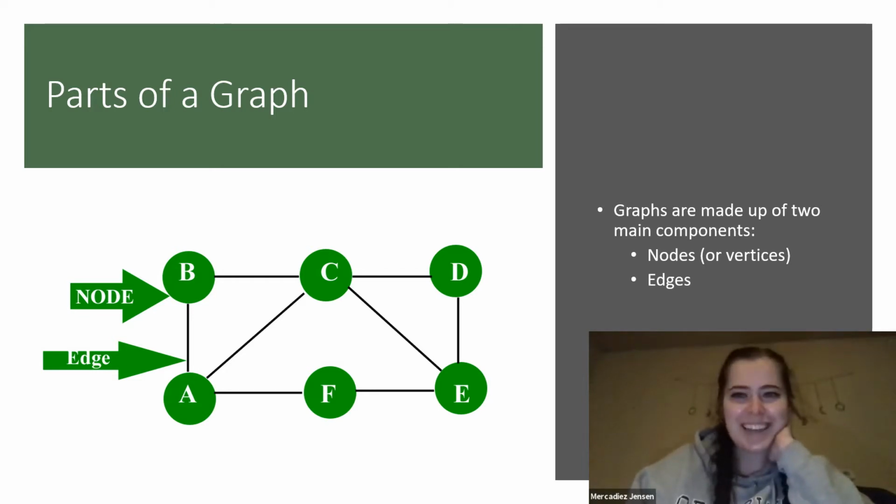Yes, thank you, Sam. So, our next slide talks about the parts of a graph in graph theory. There are two main components, which are nodes, better known as vertices, and the edges. So as you can see in our slide, the nodes are the vertices and the edges are what are connecting those vertices.